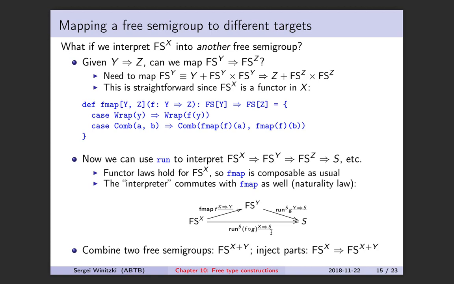And we can combine the semigroups in this way, and we can also combine them in a disjunctive way. Why is that? Well, consider this semigroup. We have, obviously, an injection from x to the disjunction x plus y. So then we can fmap it, and we automatically get this injection, which means that a free semigroup generated by a disjunction of some types contains a free semigroup generated by one of these types. So in this way, we can combine free semigroups very easily if we know the types from which they were generated.